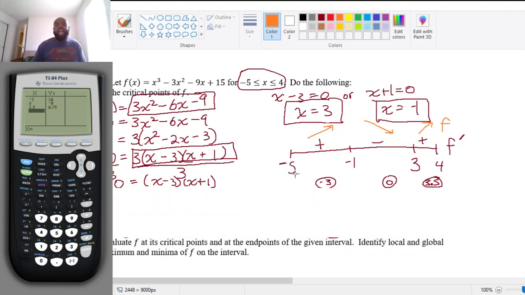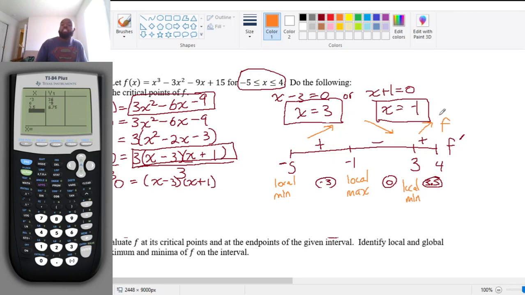So this means that x equals -5, my function starts at -5 and goes up. So this is a local minimum. Since it goes from increasing to decreasing, we see that we have a high point. So this is going to be at x equals -1, a local max. At x equals 3, it goes from decreasing to increasing. So we're going to have a local minimum.